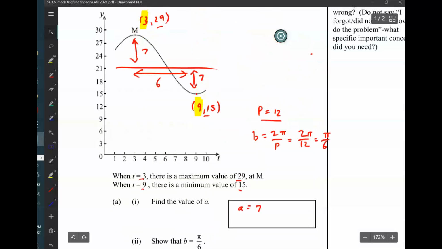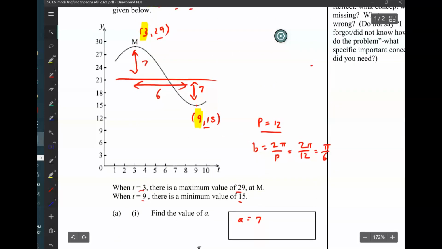Now remember, to find the value of d, what we're looking for is the mean line height. There are a couple of ways to do it. The first way is to do exactly what I did at the very beginning. I said, hey, the maximum height is 29, the minimum height is 15, halfway between those two, you take the difference of the two, you get 14, you divide 14 by 2, you get 7. Half the height between the two would be at 15 plus 7, which would be 22, or it would be 29 minus 7, which would also be 22.